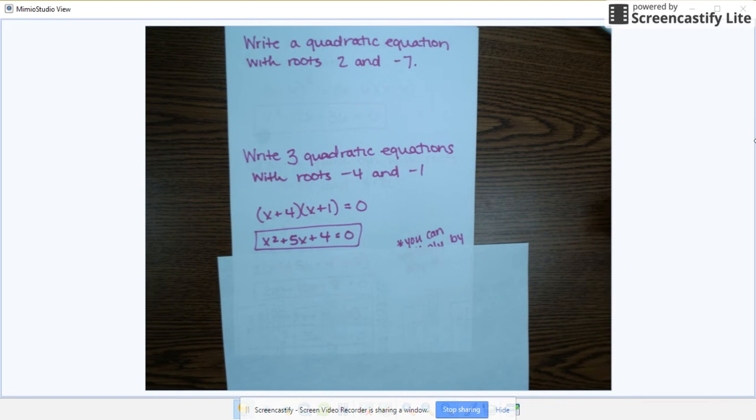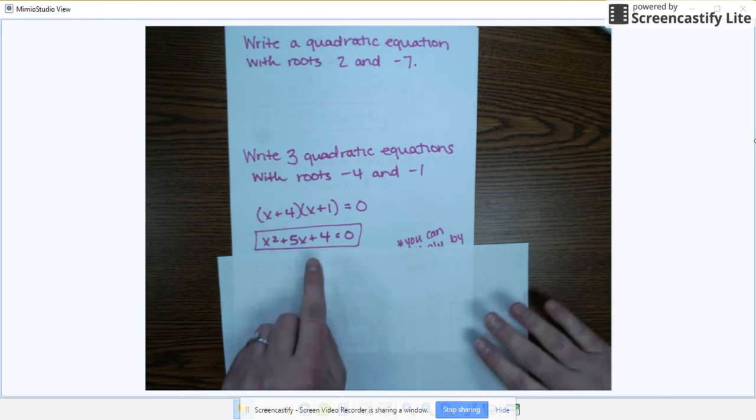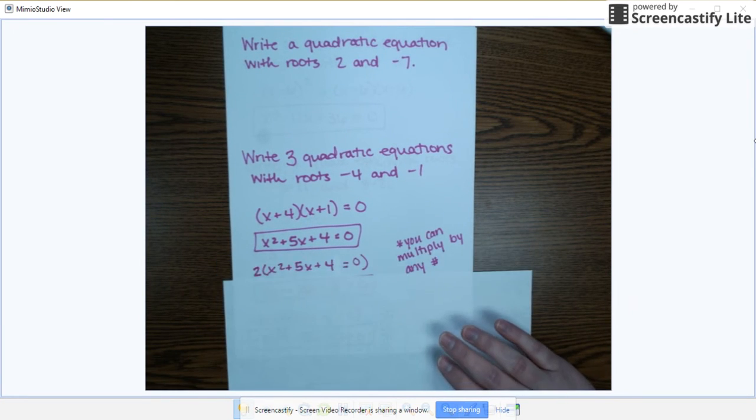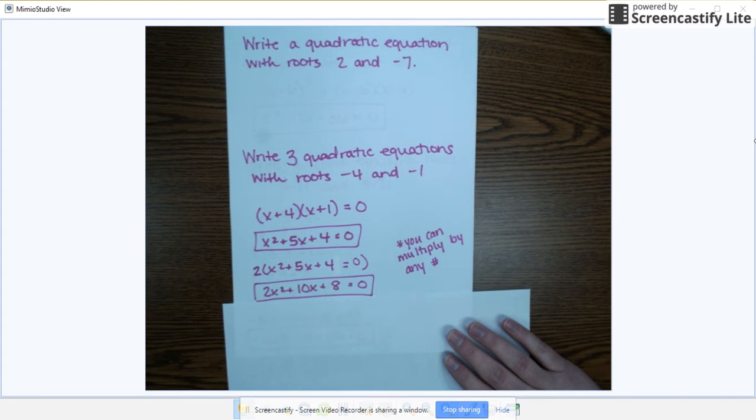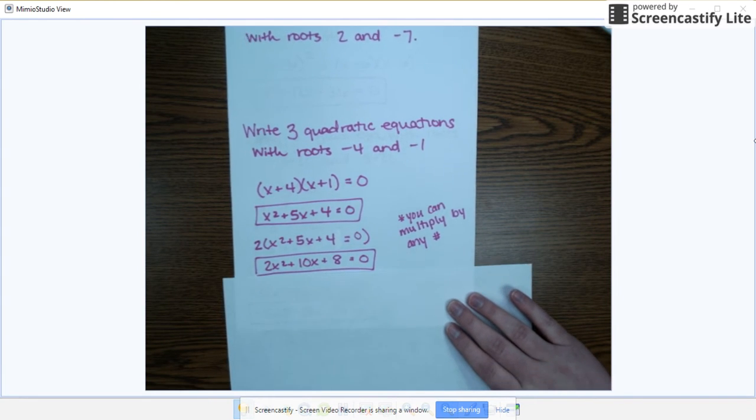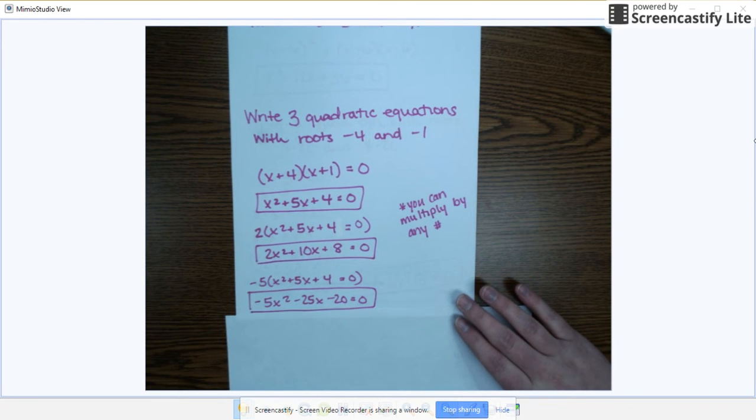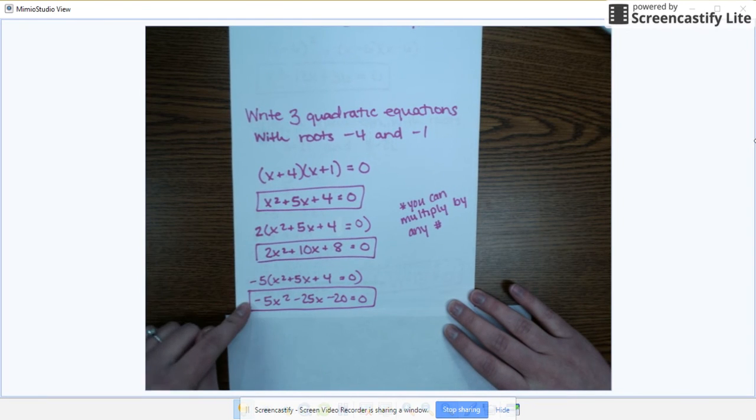So when it comes to your multiple equations, you can do a variety of things. So we're going to multiply by some constant. It could be a 2, could be a 5, could be a -1, could be a -3. Something that's going to change this function but still give us the same roots. So I went ahead and multiplied by 2 first. You need to multiply everything by 2. So distribute that all the way through, and you get 2x squared plus 10x plus 8 equal to 0. Then, like I said, you can pick any other number. I chose a -5. So again, when you distribute that through, you get this third equation. So in the boxes, I have 3 different quadratic equations. If you were to factor them, you would still get -4 and -1 as your roots.